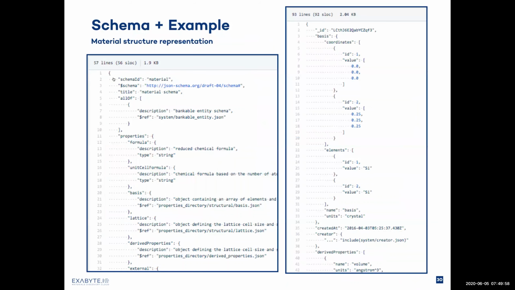Here is an example material schema. It contains properties such as material formula, its crystal basis, crystal lattice, and a set of derived properties. And here is an example that adheres to the schema, a material that has a basis with 2 atoms present inside it. We track the coordinates for these atoms and their corresponding elements. This is an FCC silicon, and this is how an example that adheres to the schema looks.